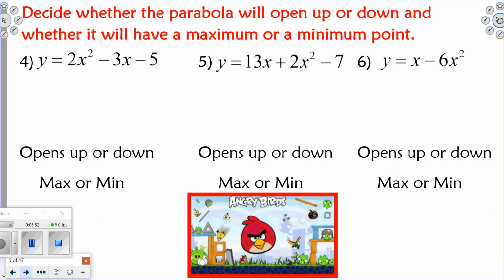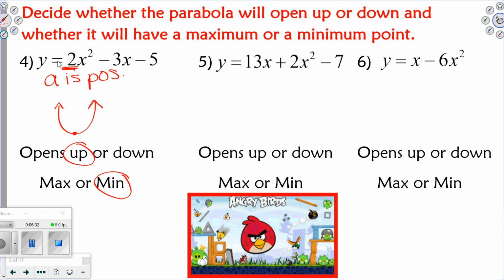All right, so decide whether the parabola will open up or down and whether it will have a maximum or a minimum point. So again, I'm not even graphing, just looking at the equation. So number 4, my A value, is it positive or negative? Positive, right? So A is positive. So will it open up or down? Good. It's going to open up, right? It's going to look like that. So its vertex is going to be its maximum or minimum? Minimum. It's the lowest point, right? That vertex is going to be right down there. The lowest point on your graph.